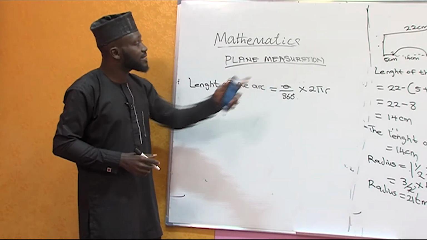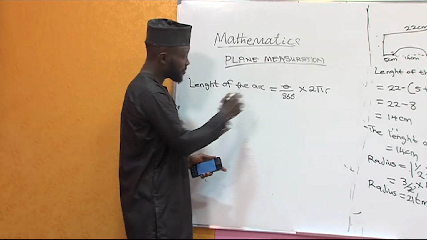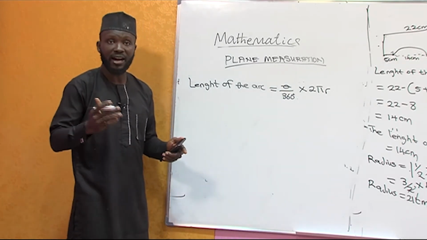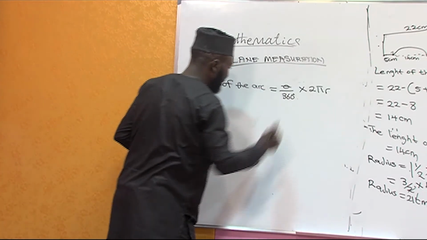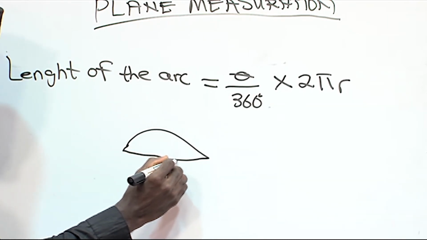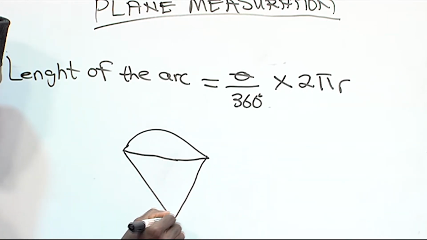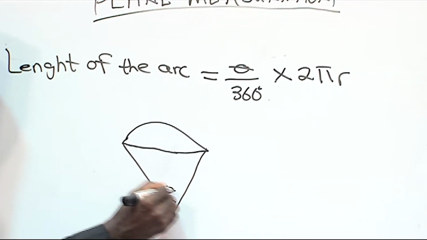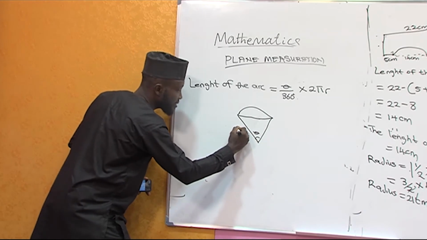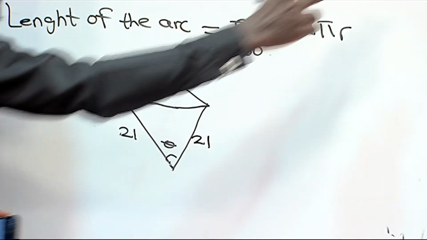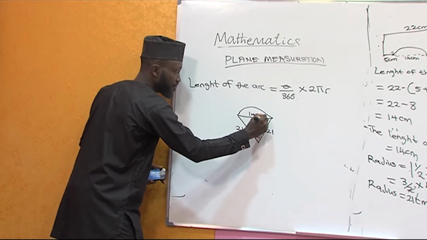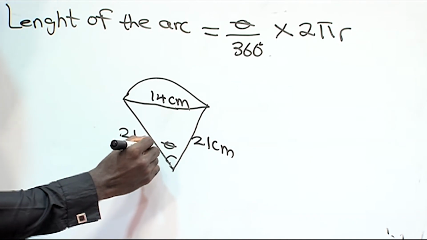Now, to get our theta in this place, we're still going to make use of the cosine rule. How? By the time we bring this diagram out, it will look something like this. We can decide to draw something like this. This is going to be my theta. We know our radius, the initial radius, to be 21 centimeter, then the length of the chord we know to be 14 centimeter.